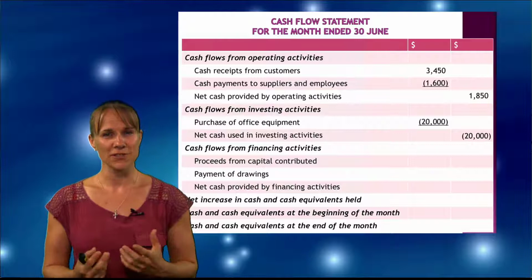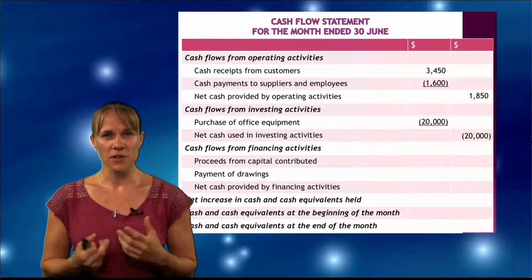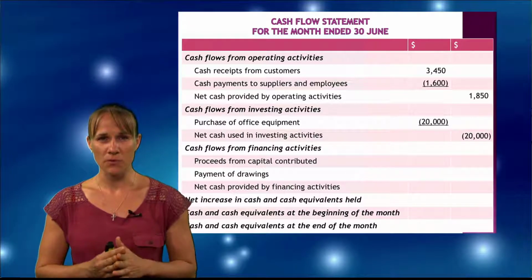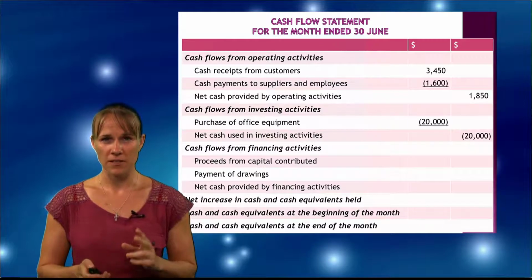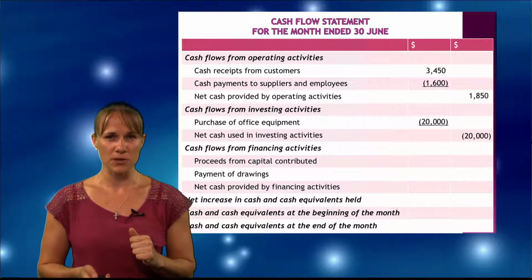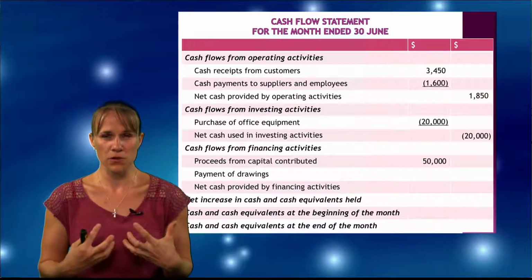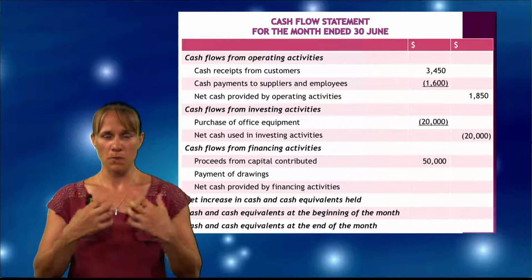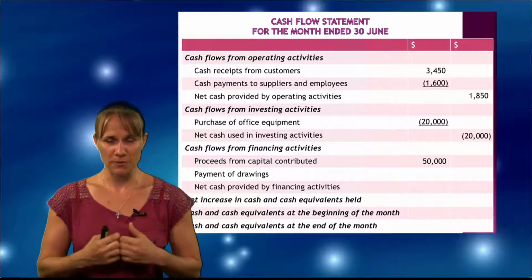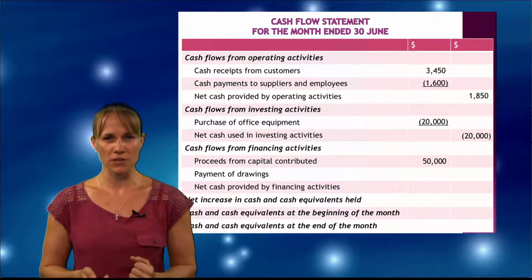Now we move on to cash flows from financing activities. So this is everything in that table that we labelled financing. So we've got two items here. We have our proceeds from capital contributed. So proceeds, that represents an inflow because we're getting the proceeds from capital being contributed to us. So $50,000 was our figure.